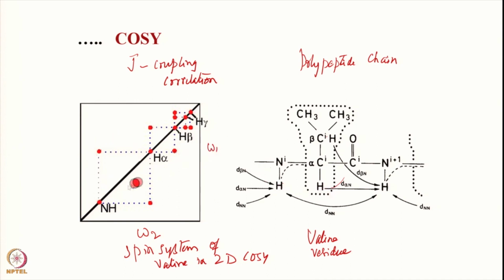If you are looking at the NH, there are only cross correlations within the same amino acid residue. There is no connection from one amino acid residue to the next, neither here, nor on the i minus 1 side. So within the amino acid residue, you have the J coupling correlations. Therefore this COSY spectrum is extremely useful to identify the spin systems of individual amino acid residues.